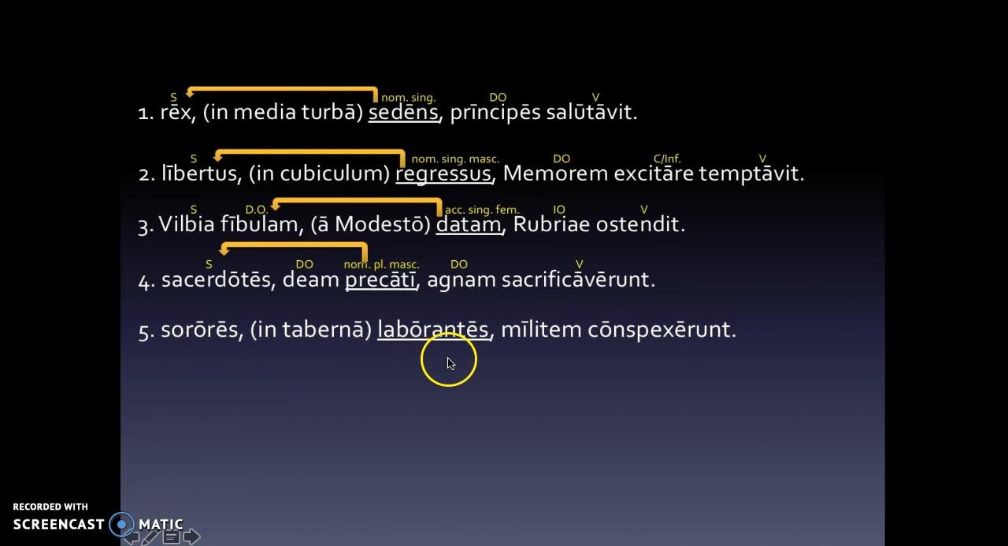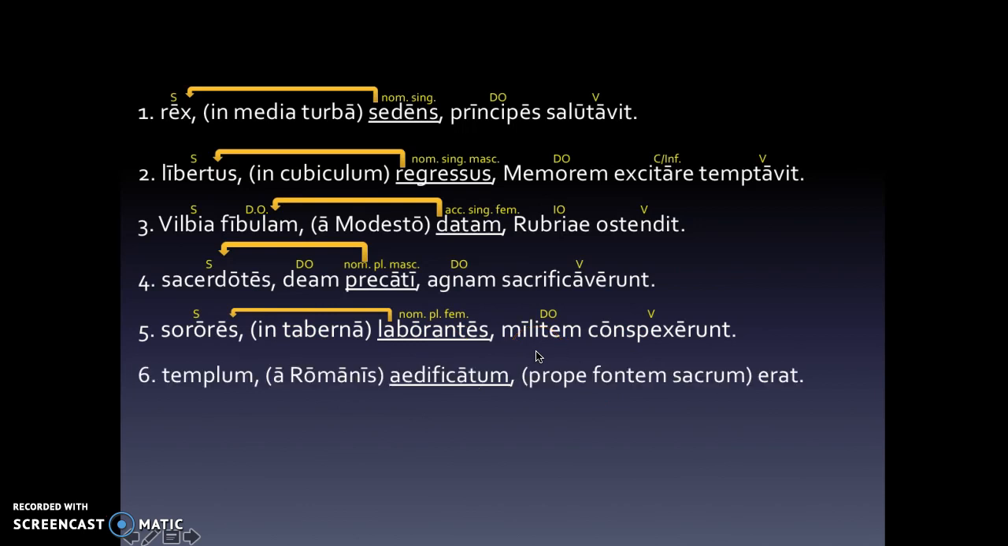Sorores in taberna laborantes militem conspexerunt. We know that laborantes is going with sorores because they are both nominative, plural, feminine. This is our subject. This is a prep phrase. Militem, this is accusative, so it's our direct object. And we've got our verb. So the sisters working in the shop caught sight of a soldier.